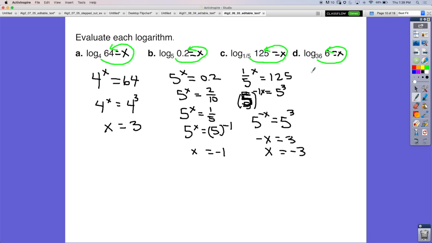Okay, next one. What's my base? 36 to x equals 6. Can I change 36 to a base of 6? Yeah, what is it? It's 6 second power, but there's an x there, equals 6 to the first power. You see how the bases are the same now? So 2x equals 1, and x is going to equal 1/2.